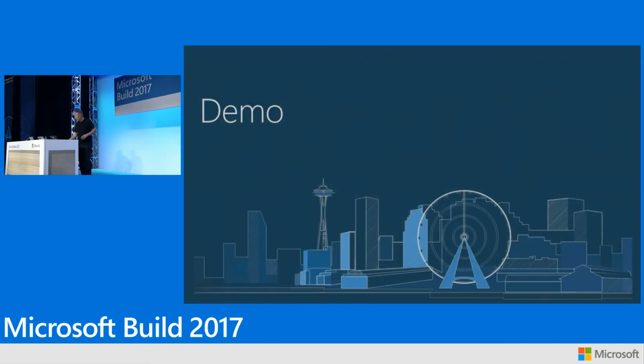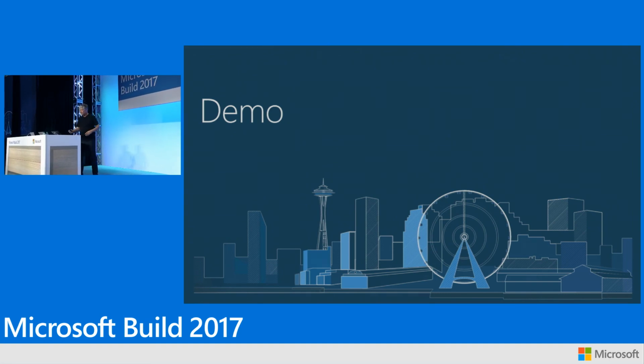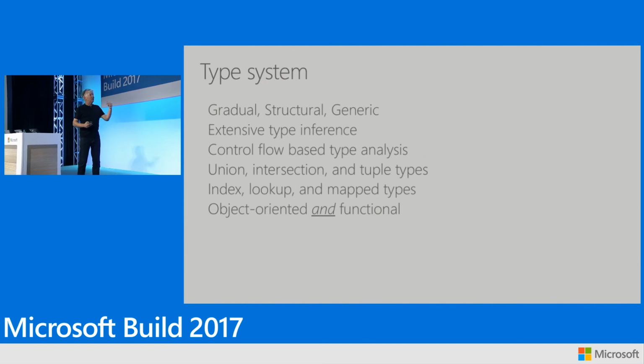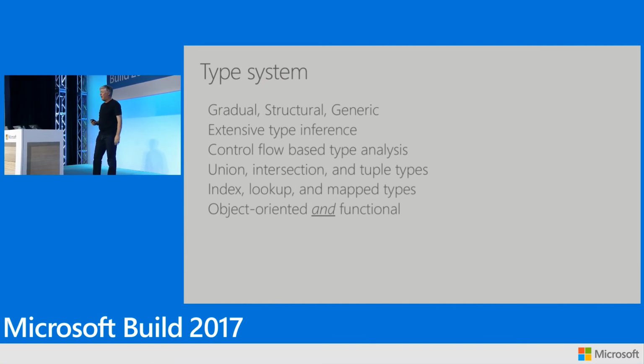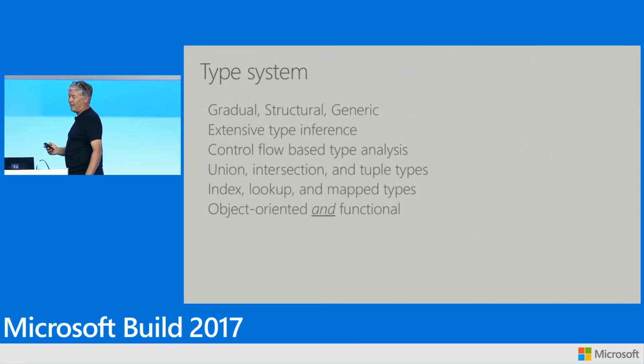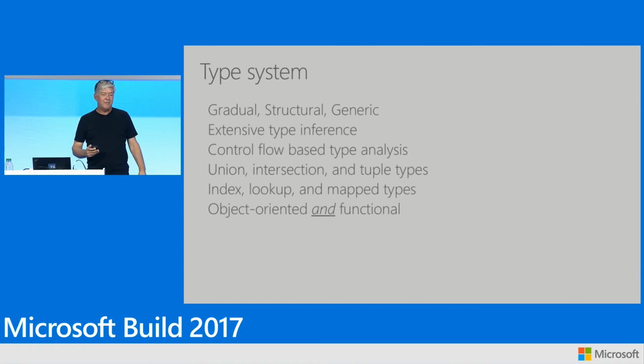All right, let me go back and quickly hop through the last few slides. Type system, my point really is at the bottom. You can look at the slides afterwards, but this type system is object-oriented and functional, and generic, and gradual, and structural, and it's a very interesting type system. It does a lot of stuff that I haven't seen any type systems do before. It's a lot of fun to work on.